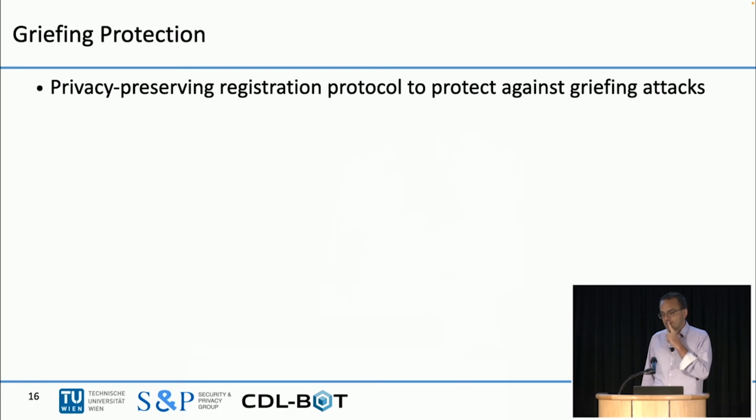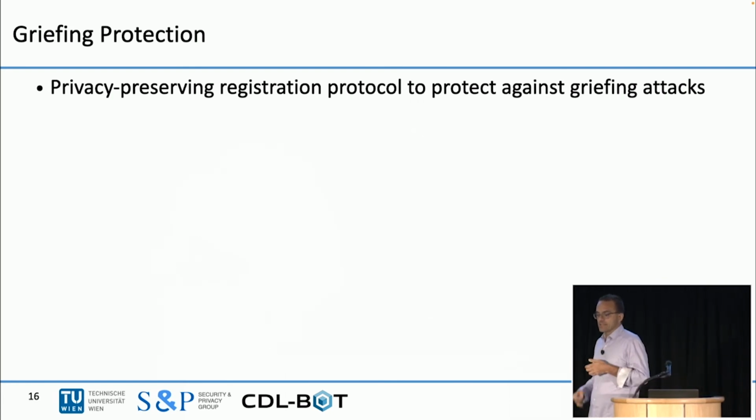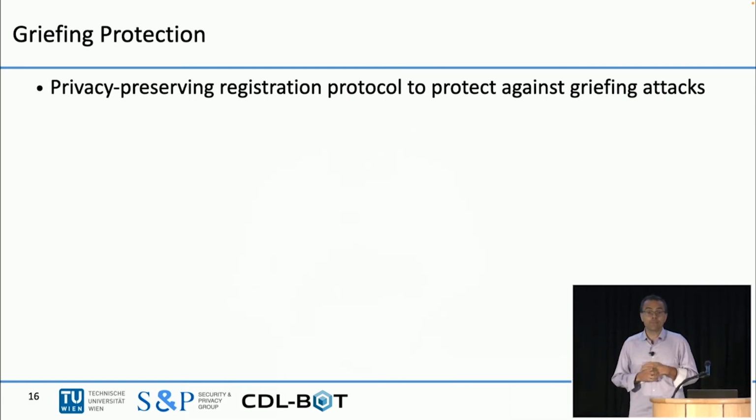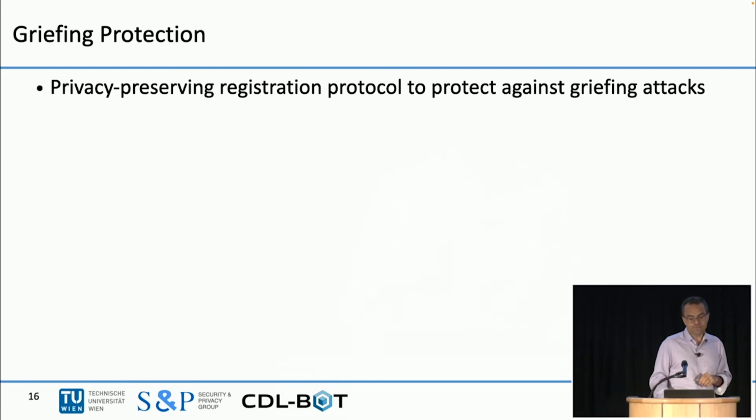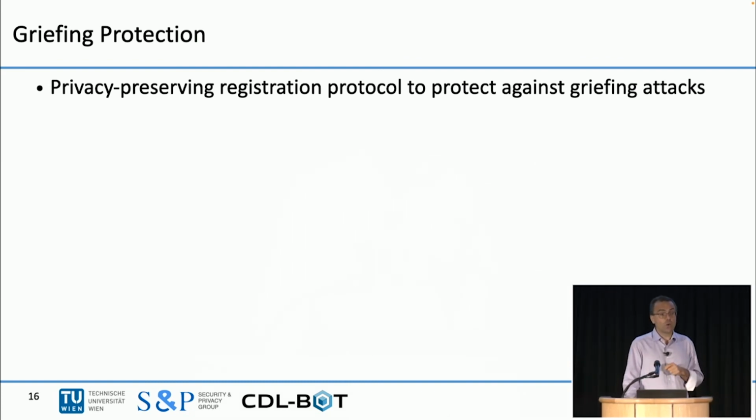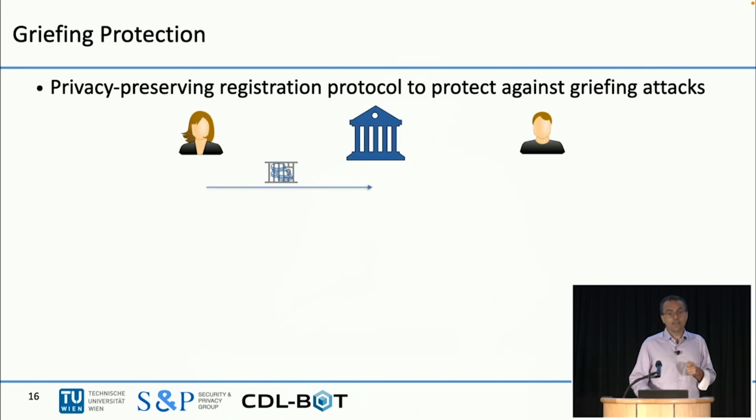Now, what I mentioned at the beginning was that Tumblebit suffers from a griefing attack, and let me show you how we can solve that. So the idea is that the protocol at this point doesn't start with the payment from the hub to the receiver.